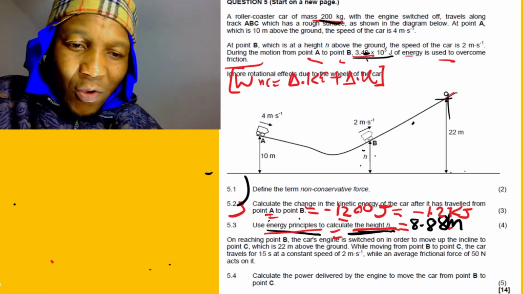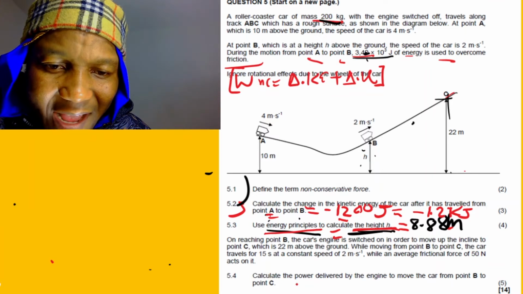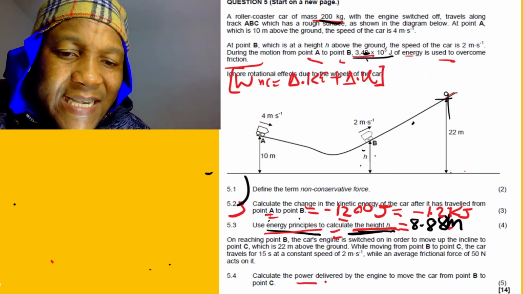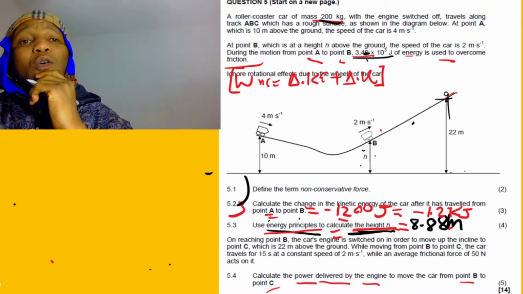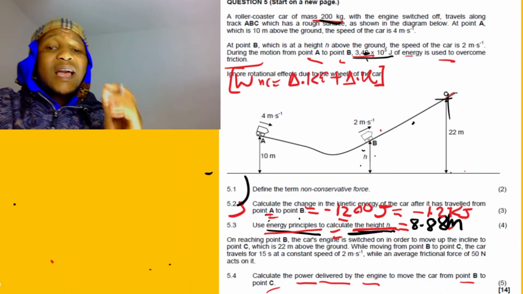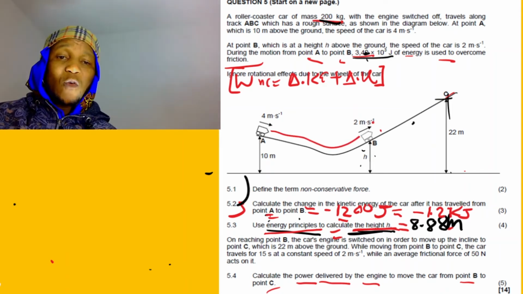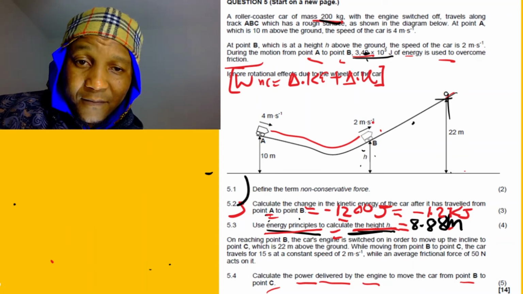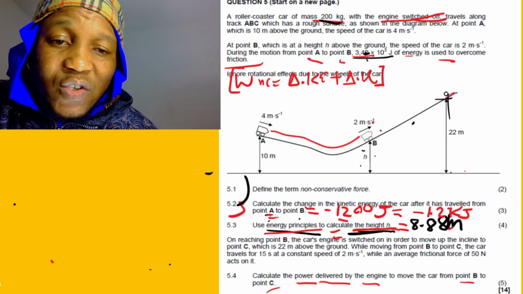See? Now we go. So we want to go for the last question, but before you do the last question, you have to read very carefully here, right? They say calculate the power delivered by the engine to move the car from B to C. So when they reach here, they realize this car moved all the way from the top to there with no engine because the car was switched off according to the information. The car was switched off in a roller coaster.